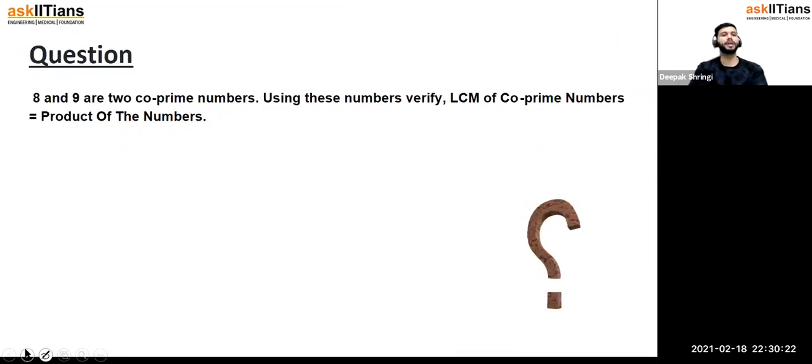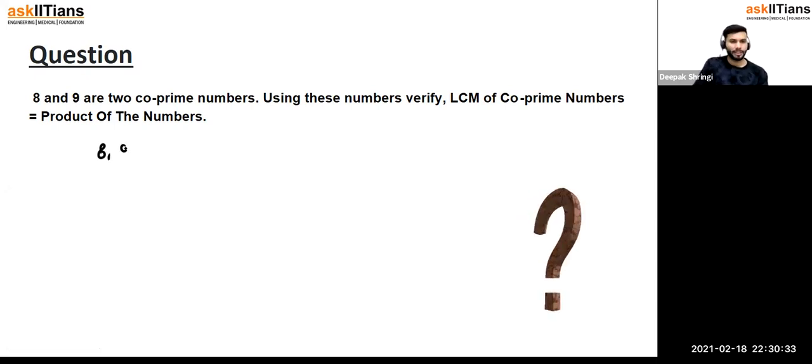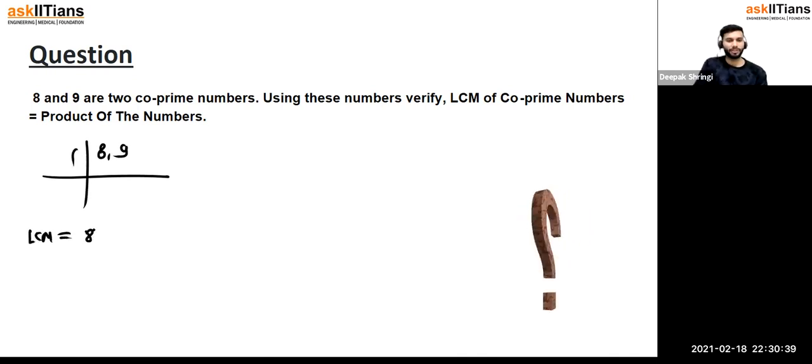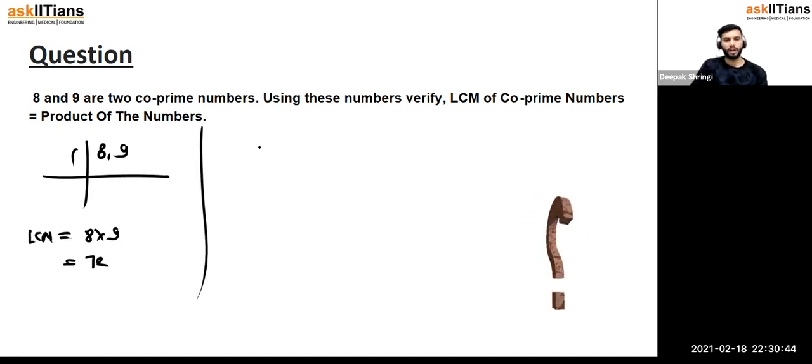So, next question. 8 and 9 are two co-prime numbers. Using these numbers, verify that the LCM of co-prime numbers is equal to the product of the numbers. You need to verify this. We need to find the LCM, right? How do we find the LCM, we just said. We'll write 8 and 9. This is not divisible now, so we'll write the one only. So there is no option. So what is the LCM? It's going to be 8 into 9, and that's 72, right? Okay. So LCM is equal to the product of co-prime numbers.